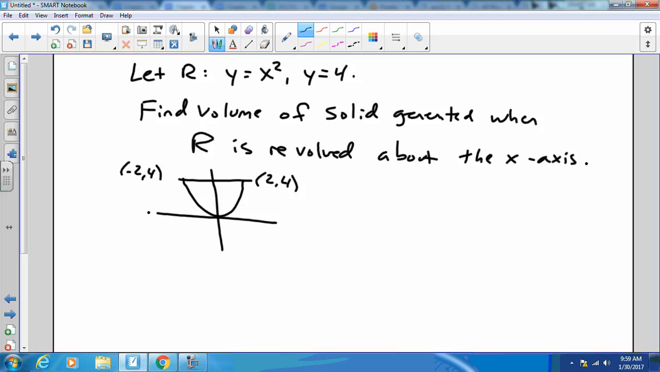Let's visualize what we're talking about. Here's my region R. And now we're going to revolve this about the x-axis. Here comes our axis of revolution like so. And when we do, if I cut perpendicular to the x-axis, then what I get is a little strip of material that is now going to revolve about the x-axis, and it's going to create a solid whose outside is a smooth cylinder, like this.